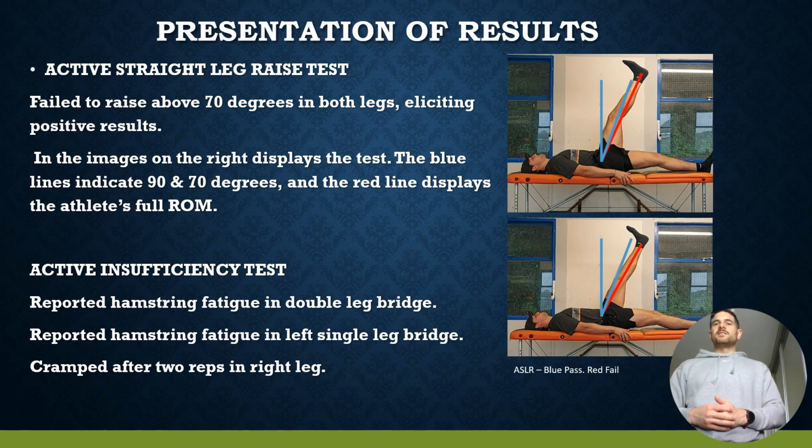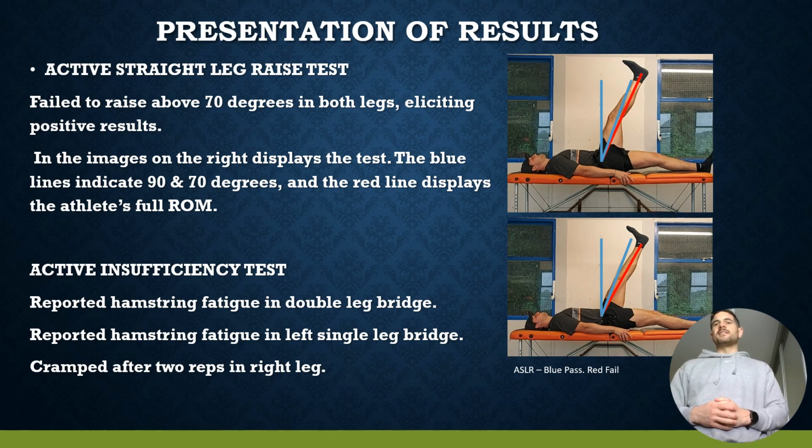In the active insufficiency test, the athlete reported a tired feeling in both hamstrings from the double leg bridge test. This indicates they may be more hamstring dominant. The athlete reported the same on the single leg left side, and then the test was repeated on the right leg. And the athlete's hamstring actually cramped up just after 2 repetitions. Therefore, the test was immediately terminated.